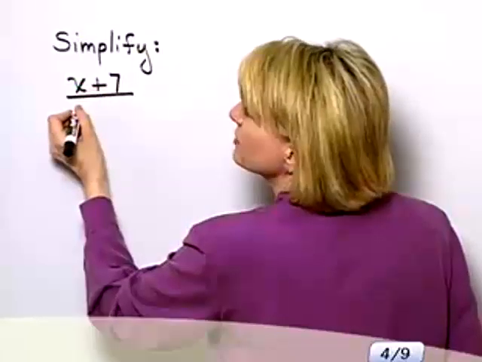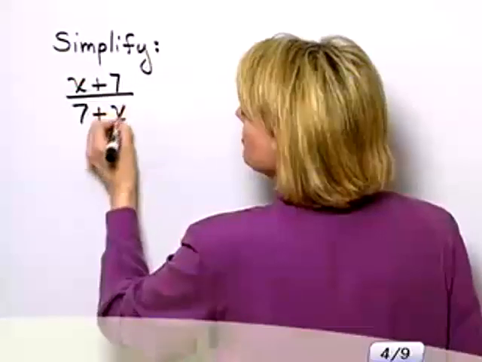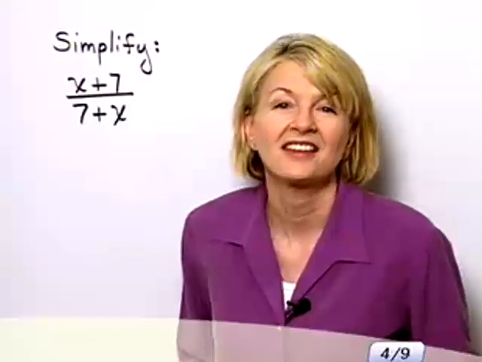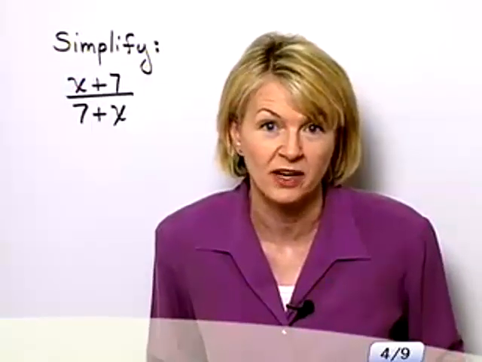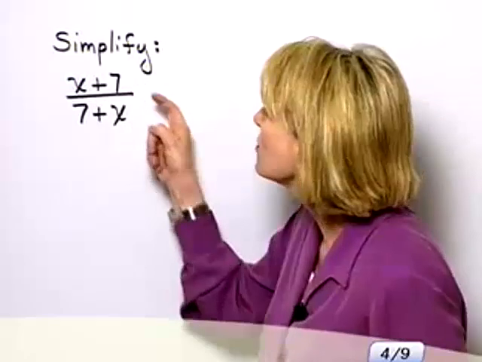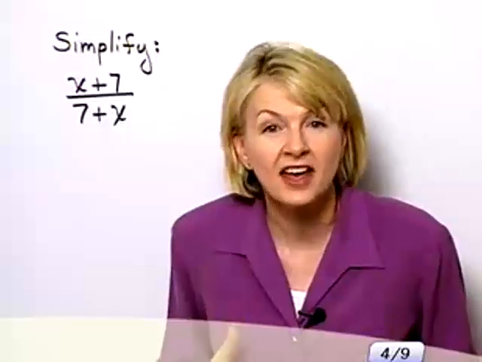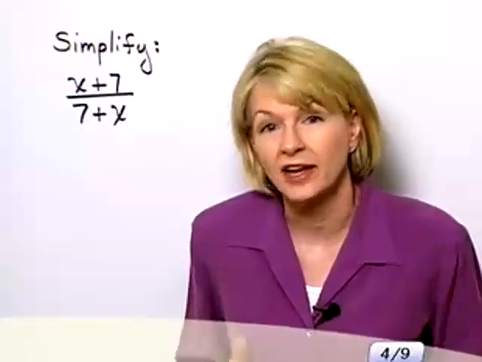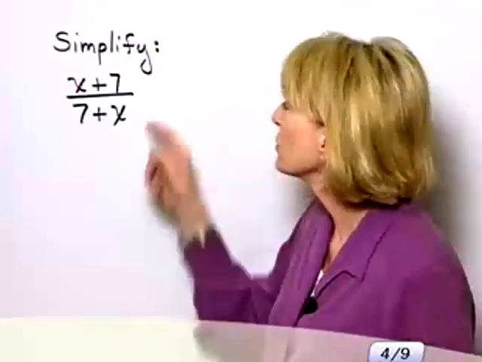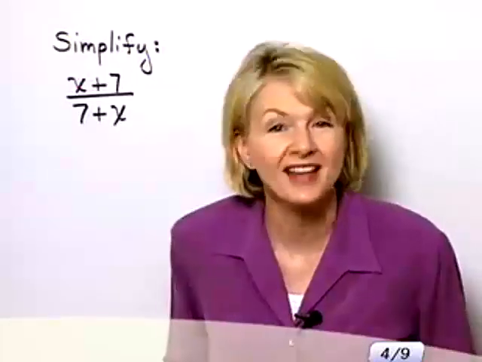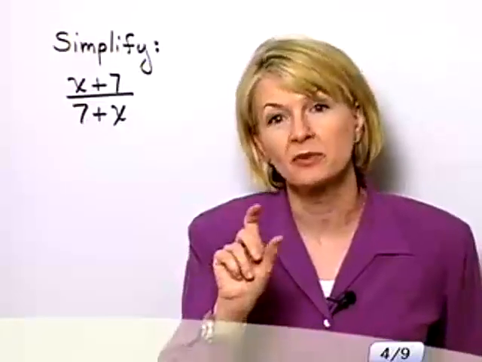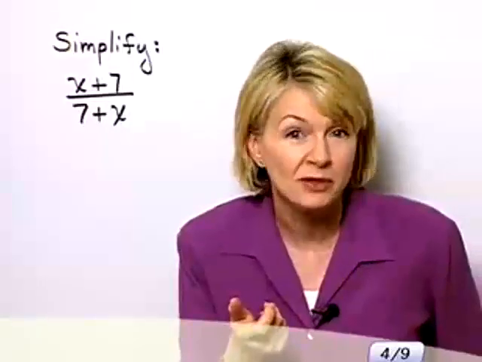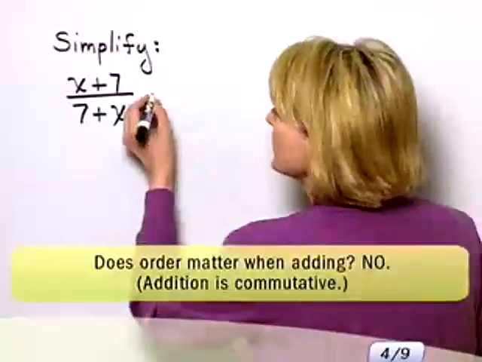Let's suppose I have x plus 7 over 7 plus x. This is a rational expression. I want to simplify this rational expression. Are these factors the same in the numerator and denominator? In other words, is x plus 7 the same as 7 plus x? The answer is yes, because remember, addition is commutative, so I can take one of these.